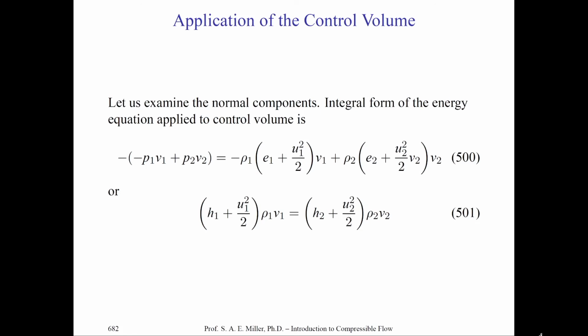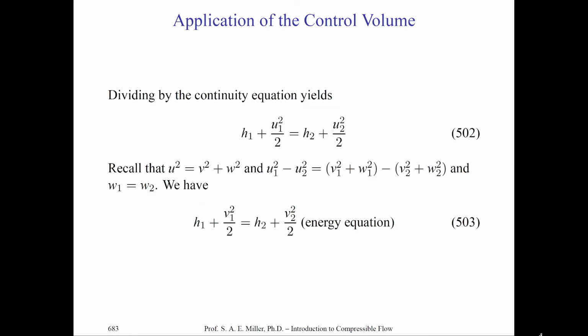Now, we have put this equation in 501 for an obvious reason. We have rho 1 V1 equals rho 2 V2 in the particular equation. This means indeed that we can divide through by the continuity equation directly, and we'll have H1 plus U1 squared over 2 equals H2 plus U2 squared over 2. Therefore, recall that U squared equals V squared plus W squared, meaning the magnitude of the velocity can be divided into its velocity components, V and W.